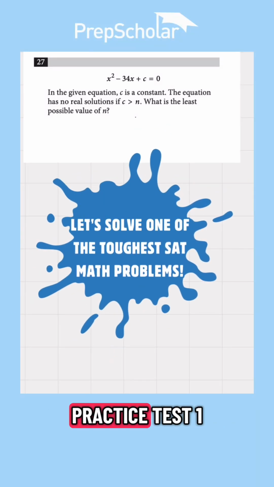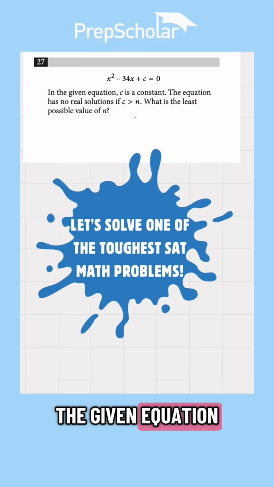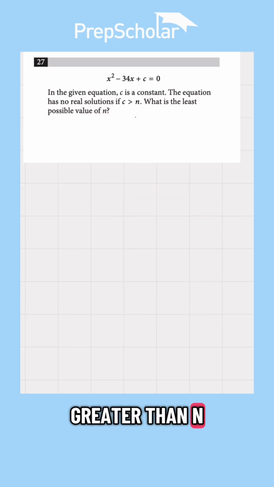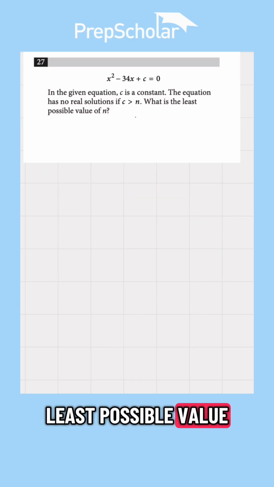Originally from SAT Practice Test 1. It says, in the given equation, c is a constant. The equation has no real solutions if c is greater than n. What is the least possible value of n?